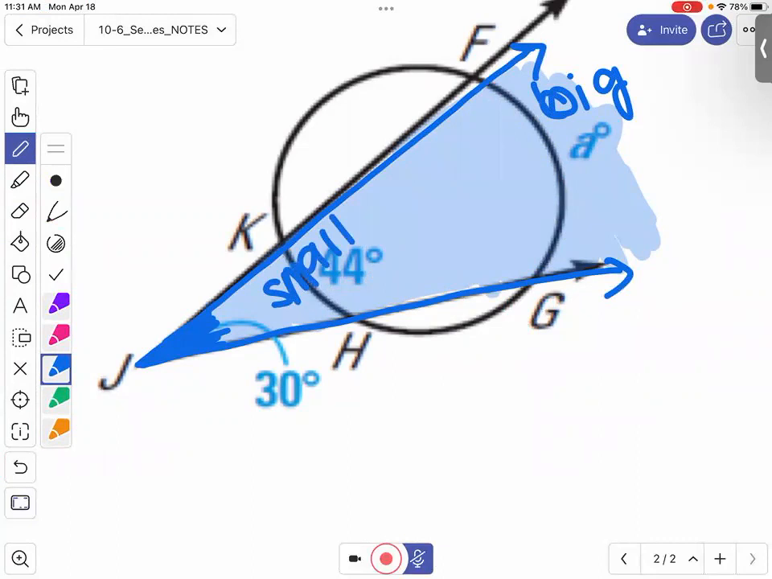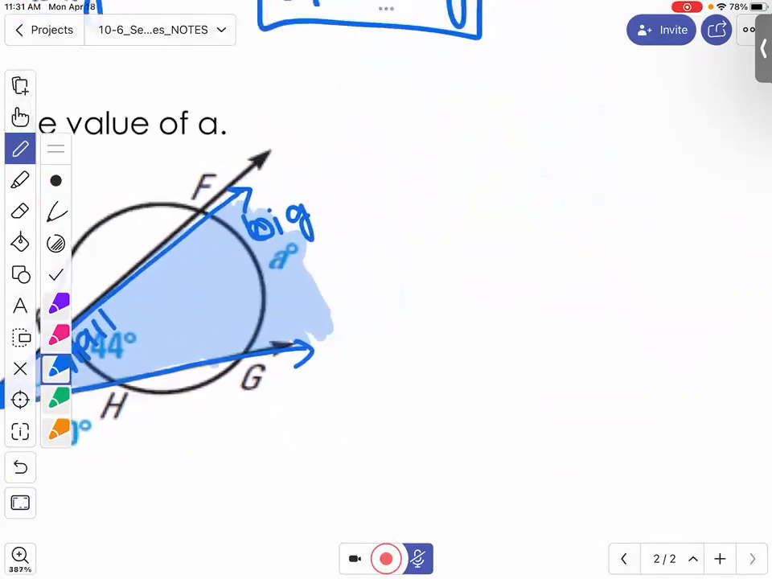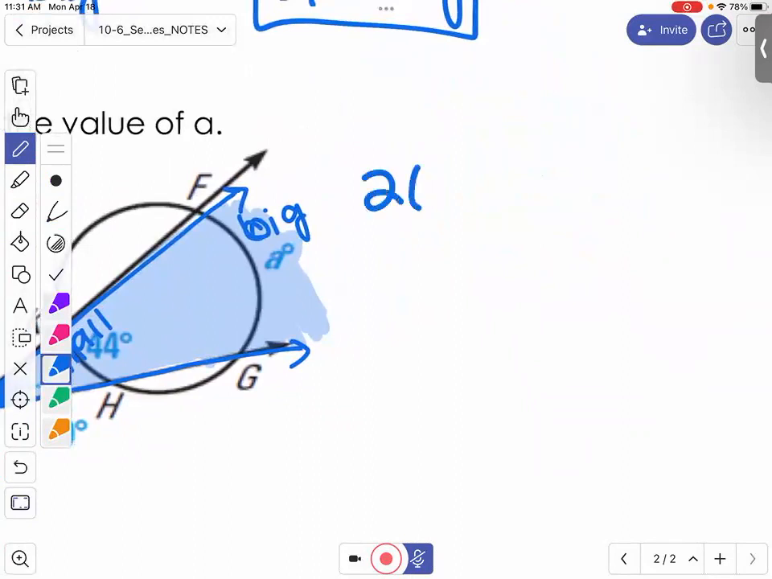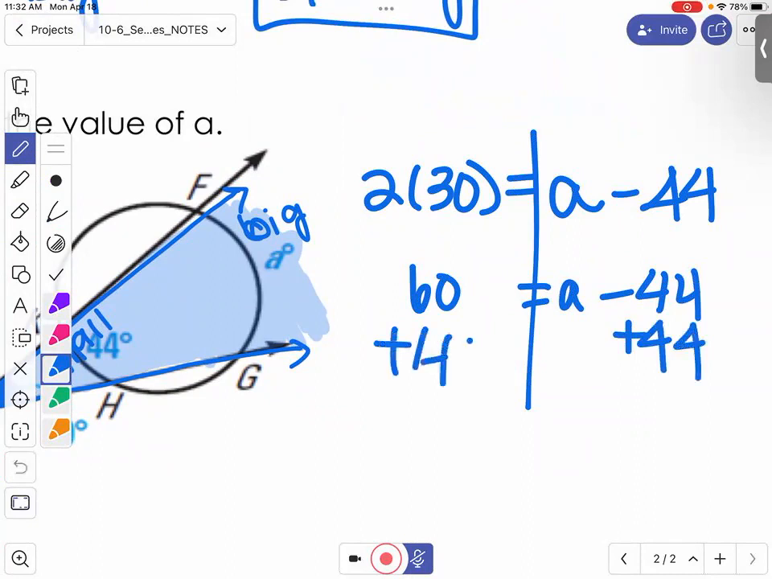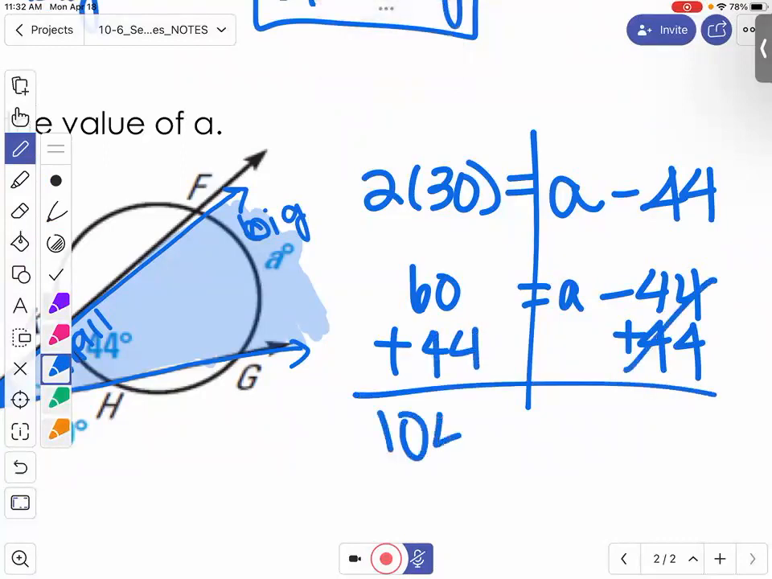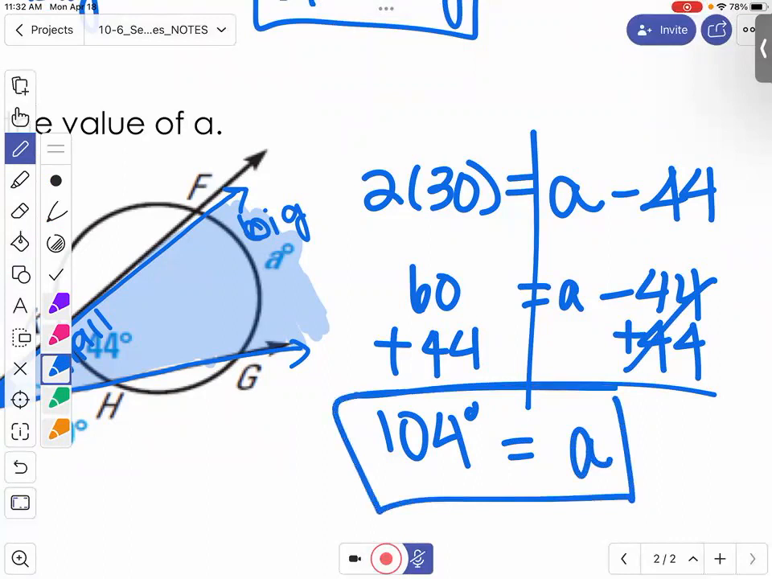And I've already got my angle, so let's plug in everything we know. Same formula as before: 2 times our angle of 30 is our big arc, which is A, minus the small one, 44. Now we can solve this out. 2 times 30 is 60, which should be A minus 44. Add your 44 back. Sorry, that did not look like a 44. And I have 104 degrees for arc A. I apologize, arc A.